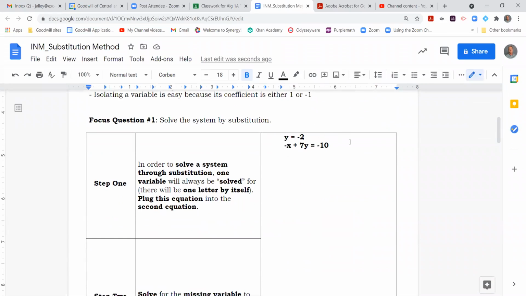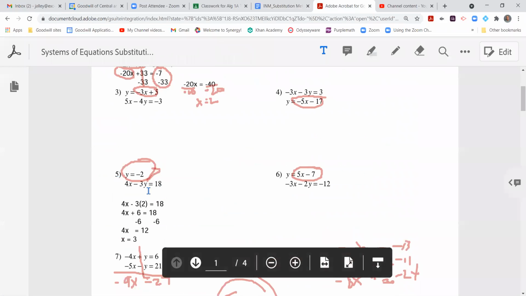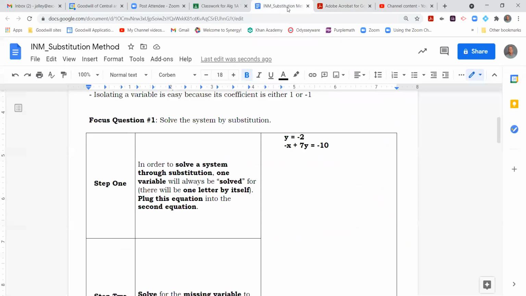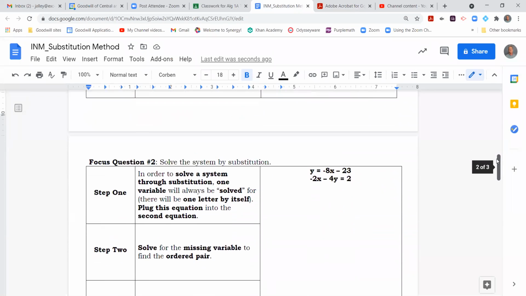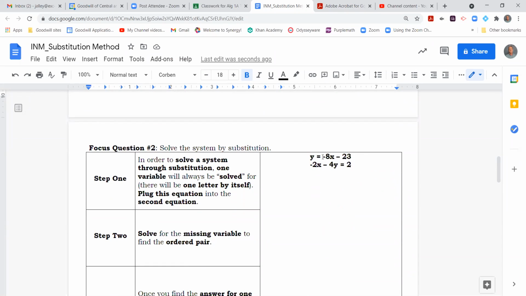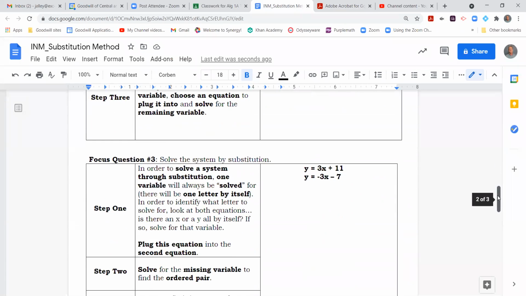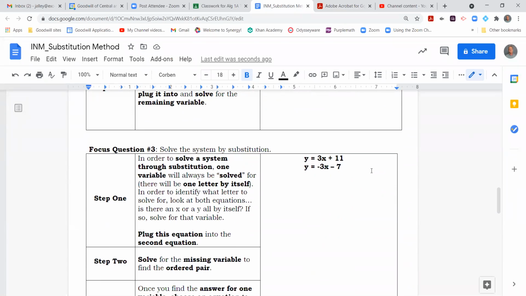And this first example says solve the system by substitution. It's exactly like the one I just did on this other sheet, where I already knew what y equaled, and that was actually a number. Step by step. Same thing here. You've got an expression where y equals something that you can substitute. This last example is another perfect situation for substitution. y equals 3x plus 11 and y equals negative 3x minus 7.